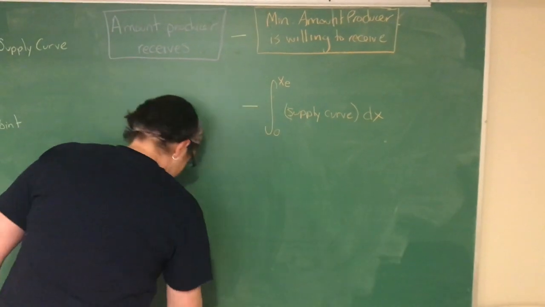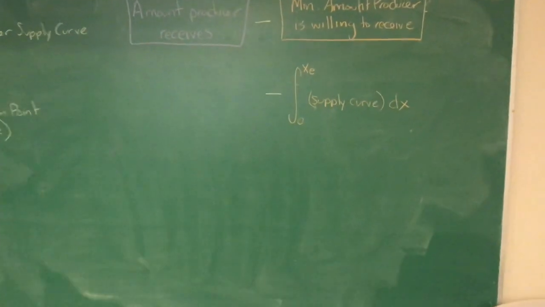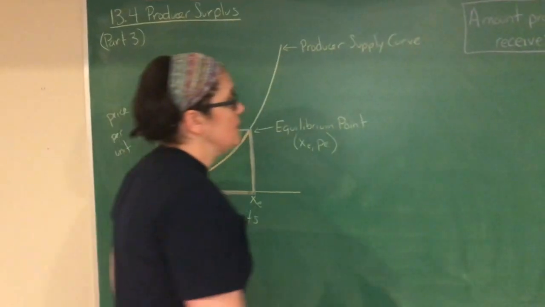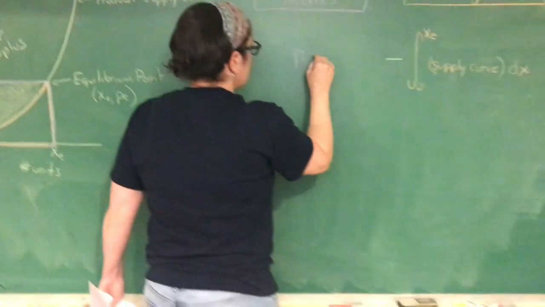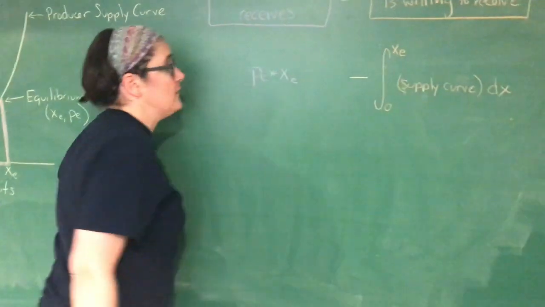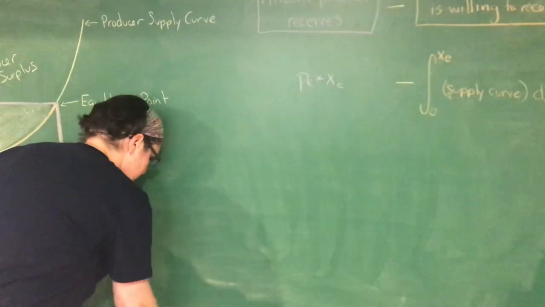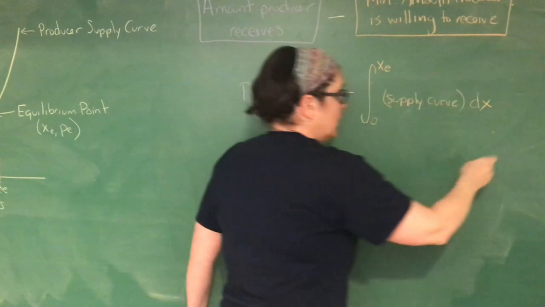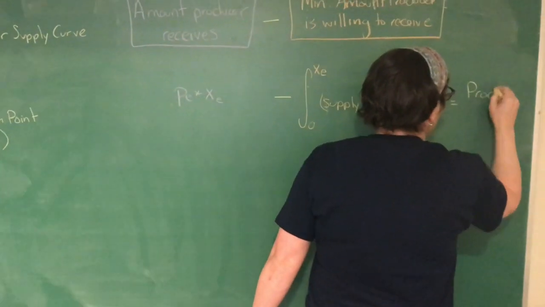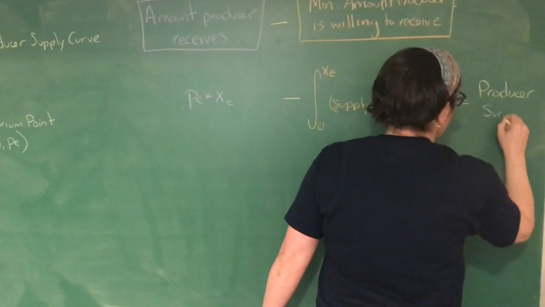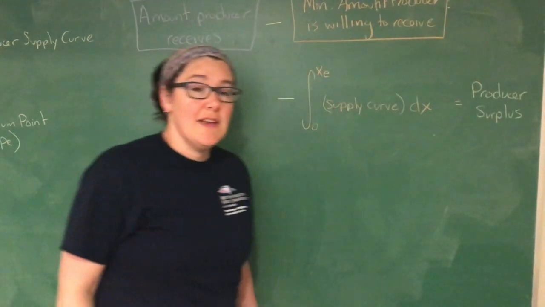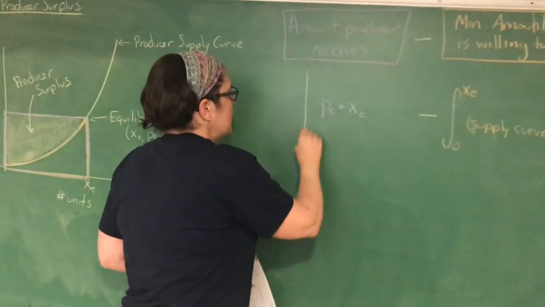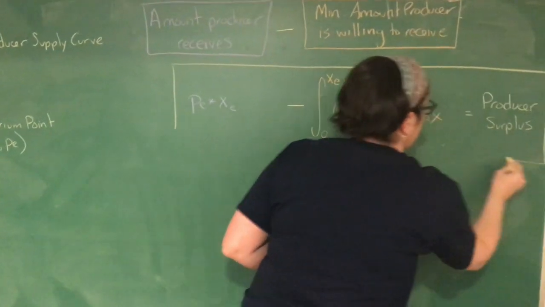And we're going to subtract that from the amount the producer receives, which is the area of this large rectangle, which is our price per unit times our number of units. Okay? And so if we take our price per unit times our number of units minus our integral, this will give us our producer surplus. And that value should be in dollars. Okay, so this is the idea. This is the formula that you can use for producer surplus.